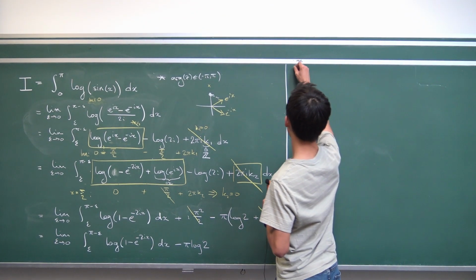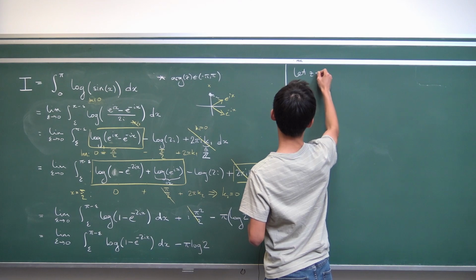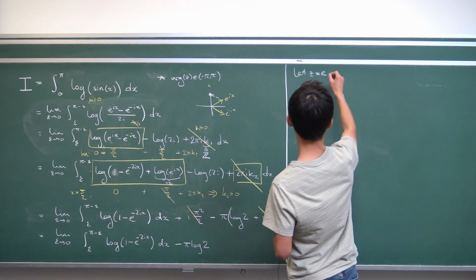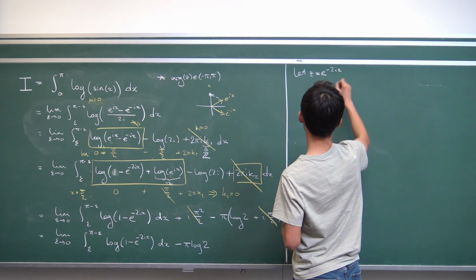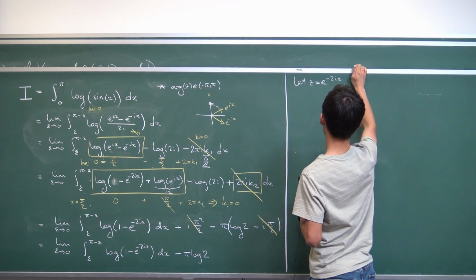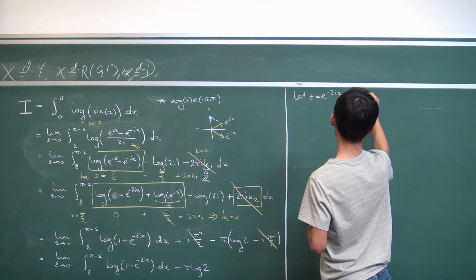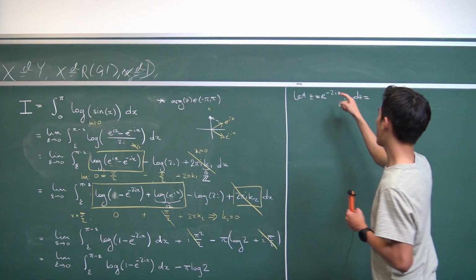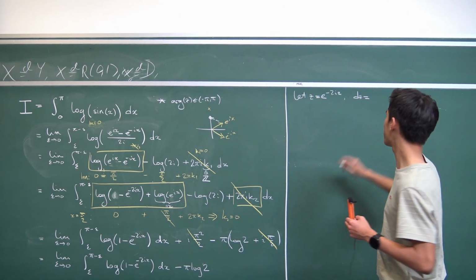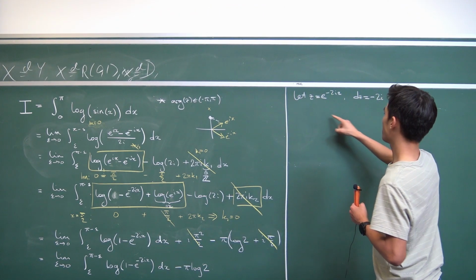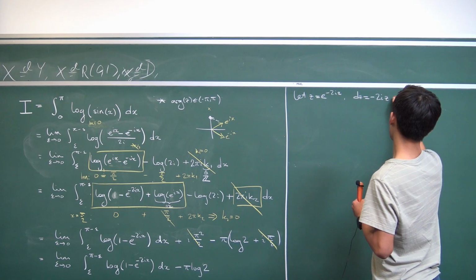In particular, if we let z be equal to e to the negative 2 times I times x, we can do a little substitution over here. So we have dz, and that's going to be equal to minus 2i times the same thing, which is just z, and then times a dx.